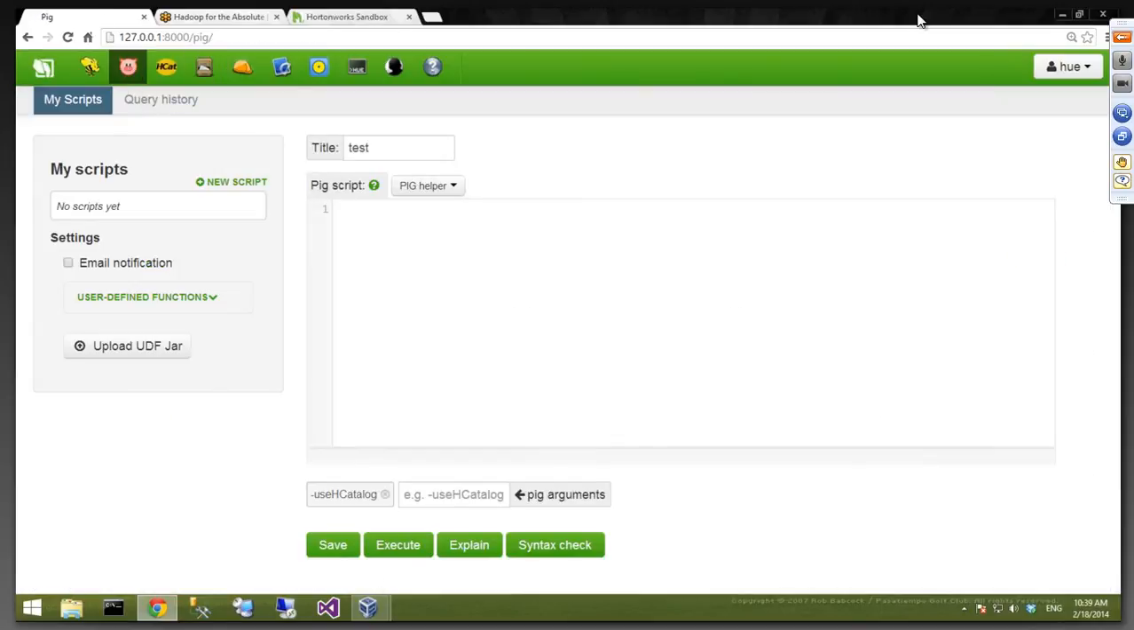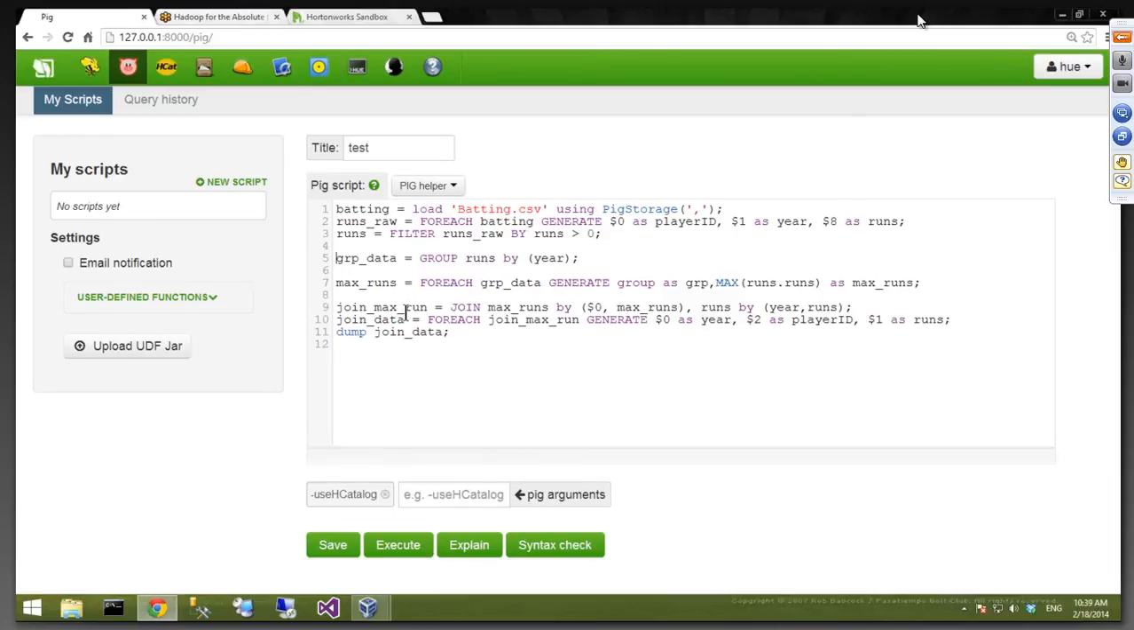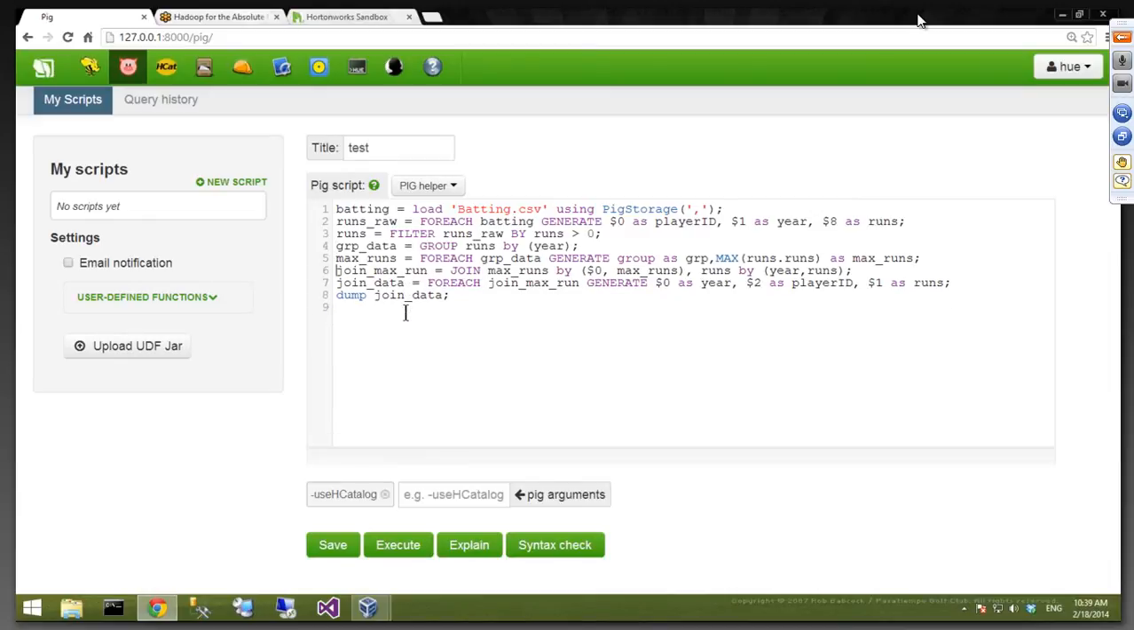And so if I go back to Pig and say, okay, let's go ahead and use that data, here's what it would look like. So this is a quick script, and let's go line by line and talk about what the script does. This very first line says load batting CSV into Pig storage with a comma delimiter. And then take runs raw and go through every record in batting. I want you to know that the first column is player ID, the second column is year, and then the ninth column is runs. And then once you have runs raw, give me every record in runs raw filtered where runs is greater than 0 and make that runs.